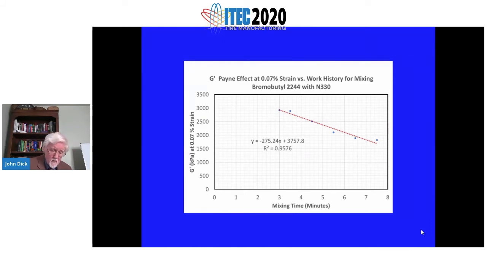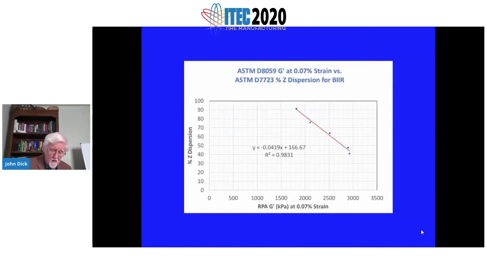In fact, on the next slide, you can see these two parameters, one from ASTM D7723, the other from ASTM D8059, and they correlate beautifully. You can see the correlation for these two separate methods, one on the x-axis and the other on the y-axis, is giving you an R square equal to 98%, which is very good.